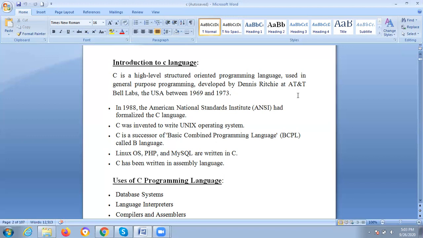Again, take an example of a maths problem. Suppose you want to calculate the area of a rectangle. First you need to determine the values of L and B, and next you need to calculate L into B, and store it in A. That means you are following a certain procedure here.